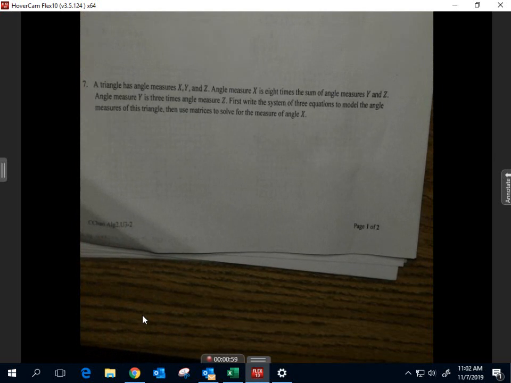Let's read this. A triangle has angle measures x, y, z. Angle measure x is 8 times the sum of angle measure y and z. Angle measure y is 3 times the angle measure z. So right there in those 3 sentences, they give us our 3 equations, believe it or not. It says first write the system of 3 equations to model the angle measure of this triangle, then use the matrices to solve the measure of angle x. So they just want the measure of angle x. So here we go.